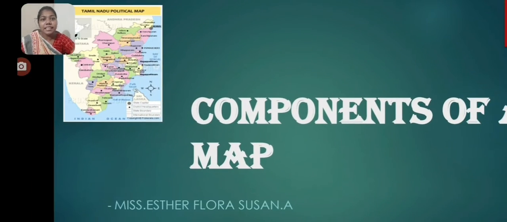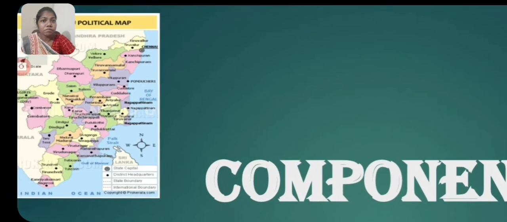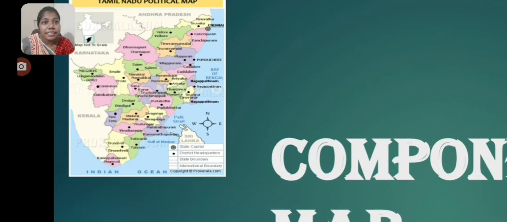Here we could see that there are directions depicting north, south, east and west. Here it has also been mentioned that it's a political map, a Tamil Nadu political map, and the districts are there. For example, Chennai is there, Kanjipuram is there, Puducherry. So all the districts are mentioned. These are small areas. Districts consist of small areas. We'll be looking into that in the coming classes.